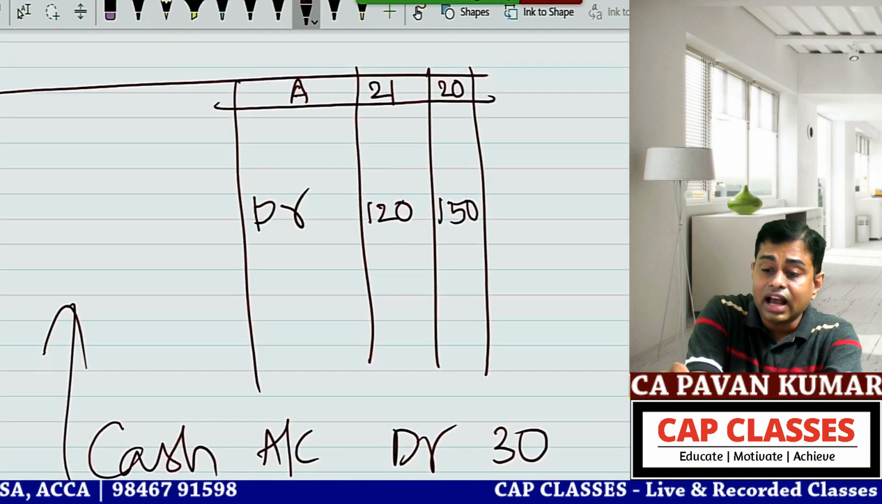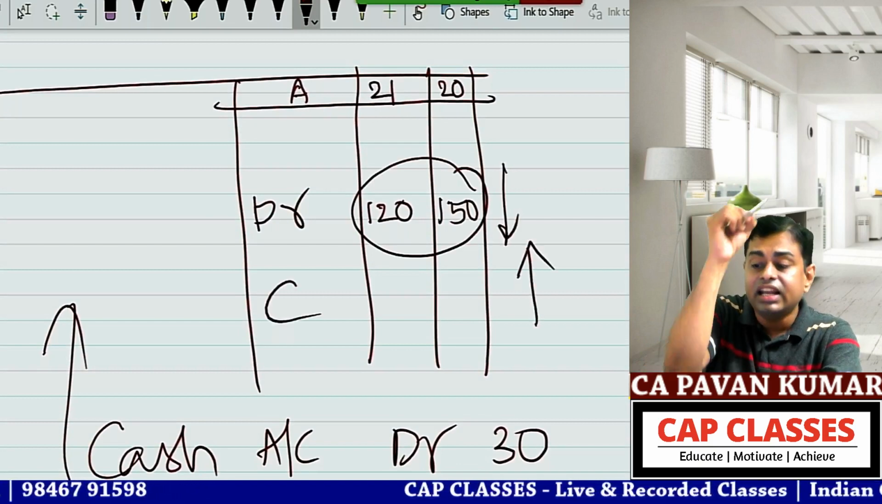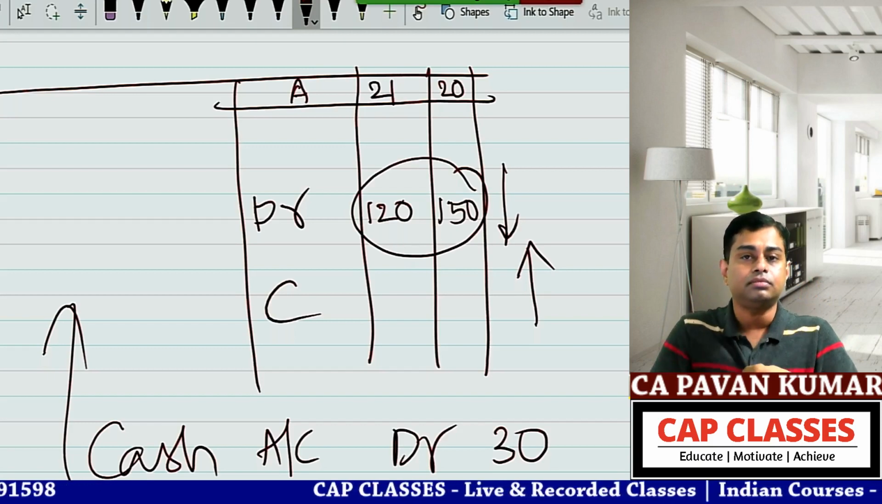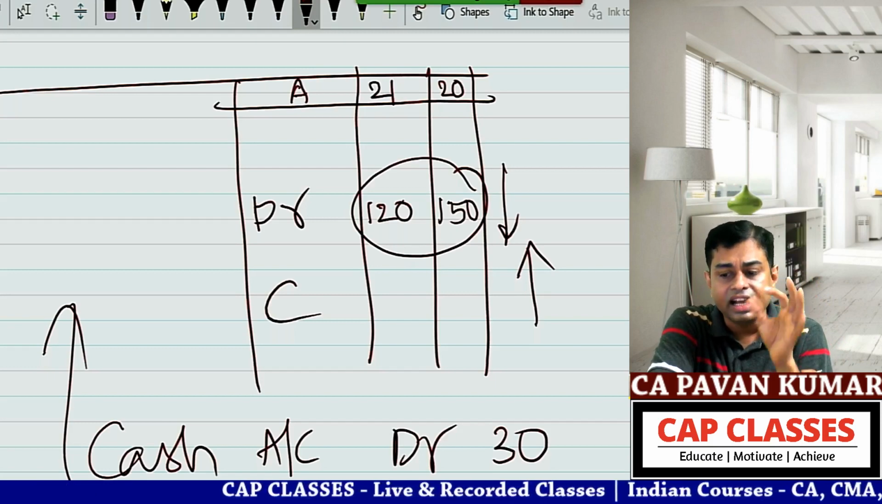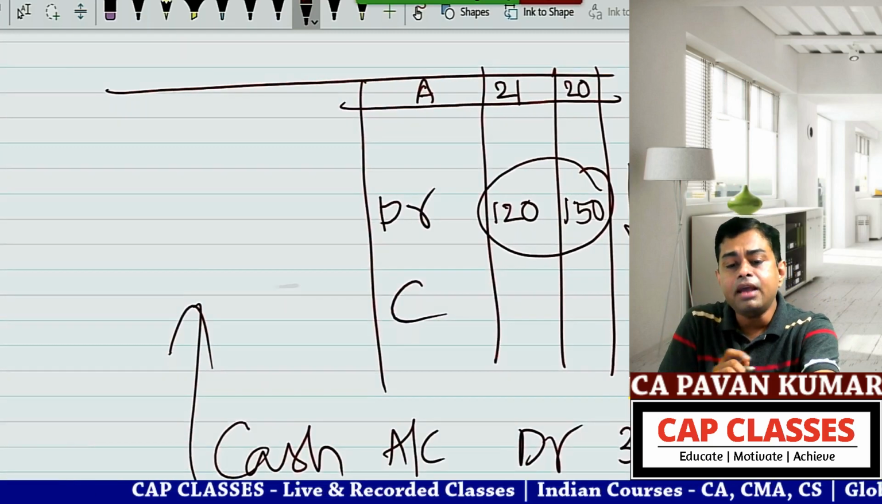So here debtors decreased means cash increased. Same with inventory also. Inventory decreased means cash increased. Current asset decreased means cash increased. Now same thing with the creditor.